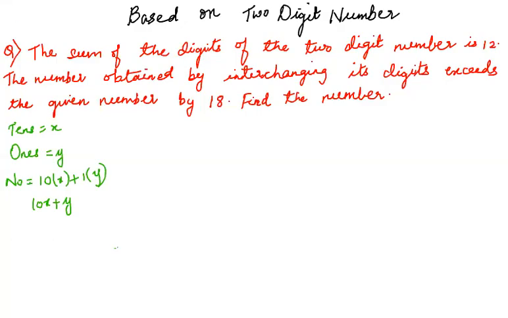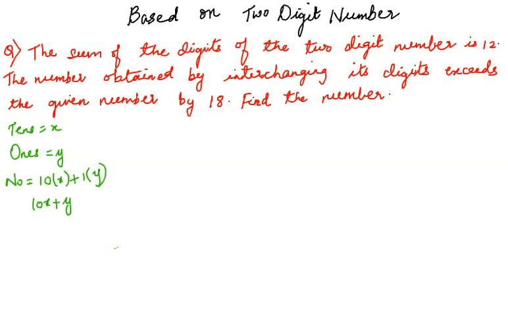On a two-digit number. Whenever we have a two-digit number question, we need to first find out the two-digit number. So let us take the tens digit as x and the ones digit as y. So the number would be 10 into its tens digit plus 1 into its ones digit. We get 10x plus y.